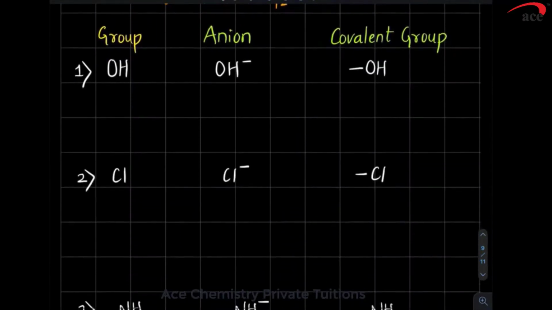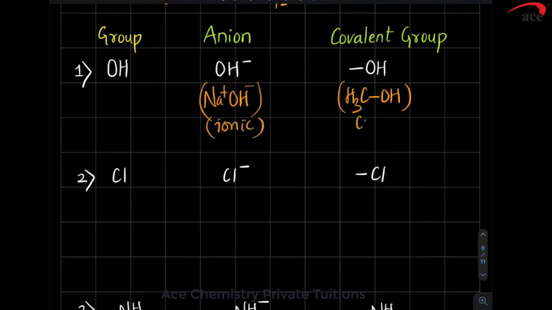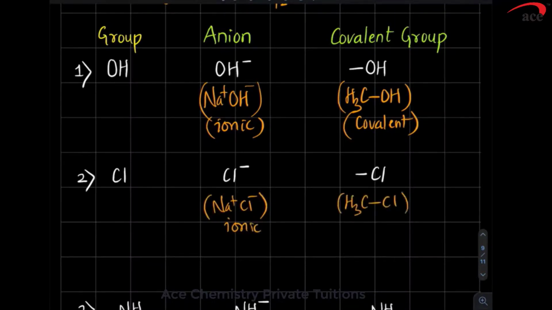Now this is something unusual for you to know. OH can be present as an anion like in sodium hydroxide. Similarly, OH can be present in methyl alcohol too. What is the difference? In this case, OH is ionic. In this case, OH is covalent. Similarly, Cl can become NaCl and be ionic, or it can be CH3Cl and be covalent. Are you able to see? Ionic are written with charge, covalent are written with bond.